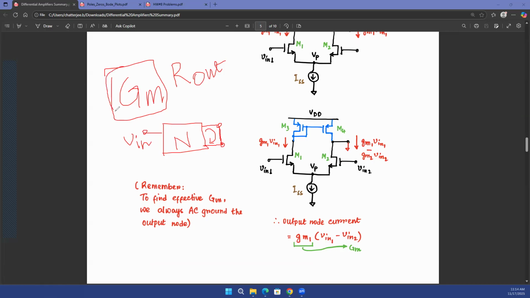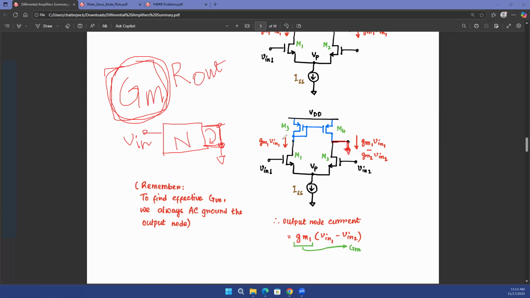So if we are trying to find out the effective GM in this case as well, for the differential amplifier with current mirror load, I am going to connect my output terminal, which is basically this terminal, to the other terminal, which is the ground, right? I want to short my output terminal with ground, because the lower terminal is always ground. You're just connecting the top terminal with the bottom one. So I am going to connect this terminal to ground if I'm trying to find out the effective GM of the circuit.